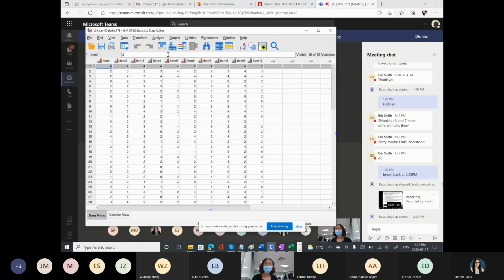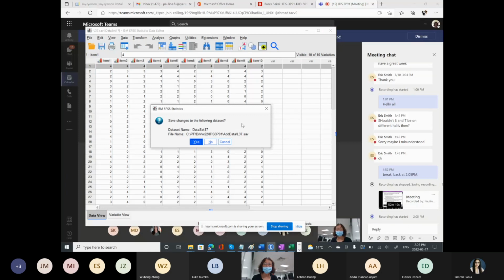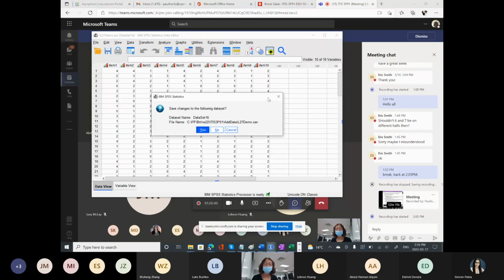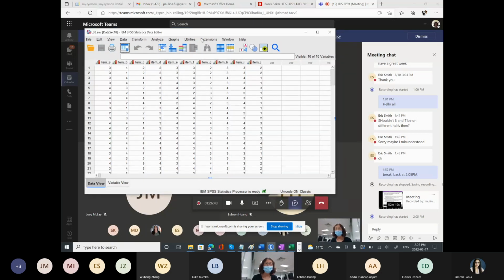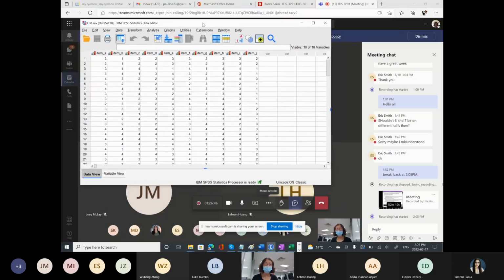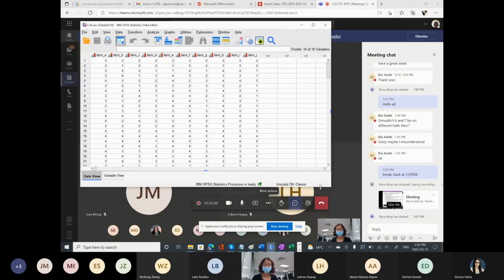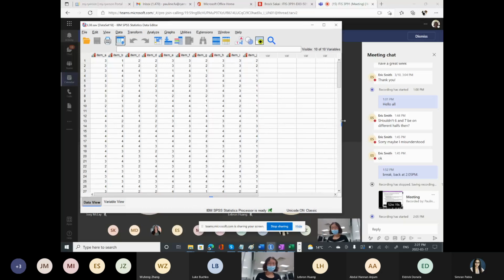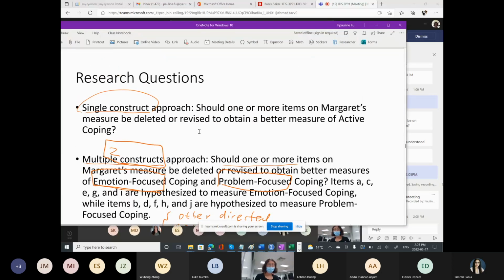So this is the 30, no, this is 37. So this is not. Yeah, this is lesson 38. Make sure you have this data. Okay, so what we are going to do with this data, we are going to answer the fourth question, single construct. Should one or more items be deleted or revised? This is the question. Now we want to answer that question.